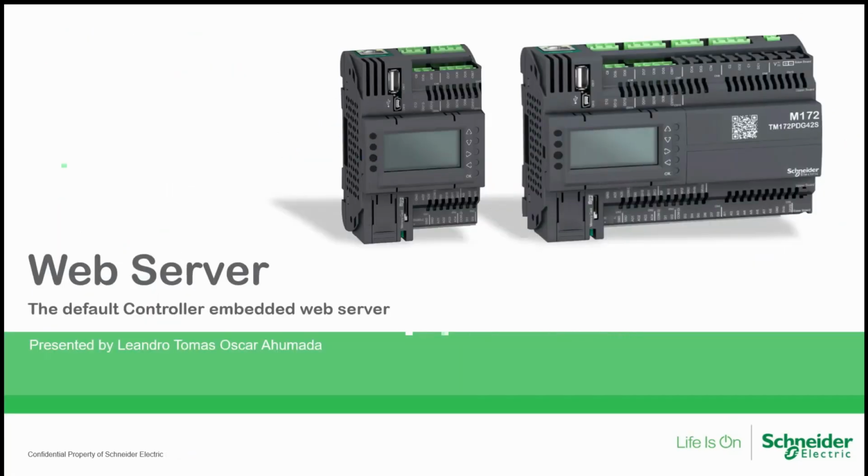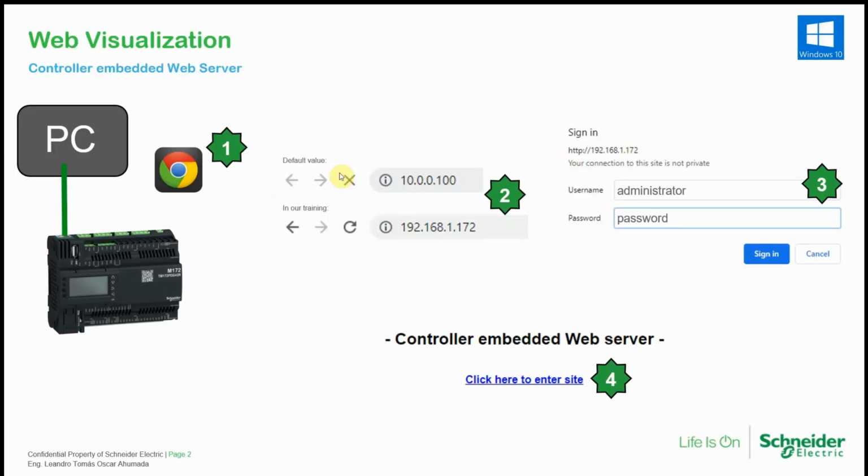So how we can access this platform is easy. If we have a new PLC, we know that the default IP address is this one. In our case, when we're going to make the test, we need to get access to this IP address and then use these values, administrator and password.